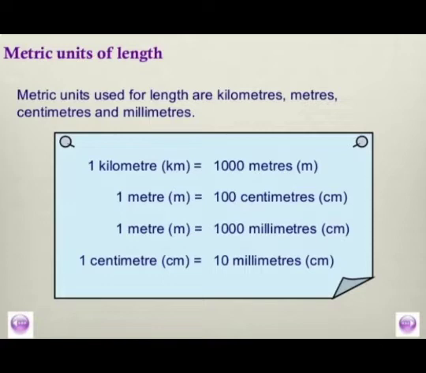Metric units used for lengths are kilometers, meters, centimeters, and millimeters. 1 kilometer is equal to 1,000 meters. 1 meter is equal to 100 centimeters. 1 meter equals 1,000 millimeters. And 1 centimeter is equal to 10 millimeters. So that's the metric units of length.